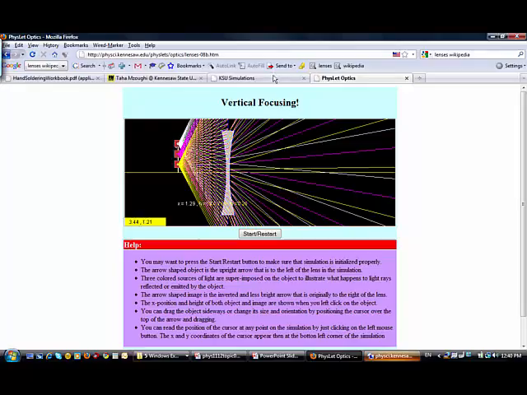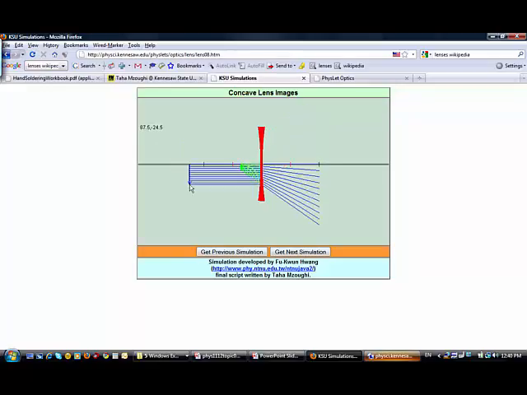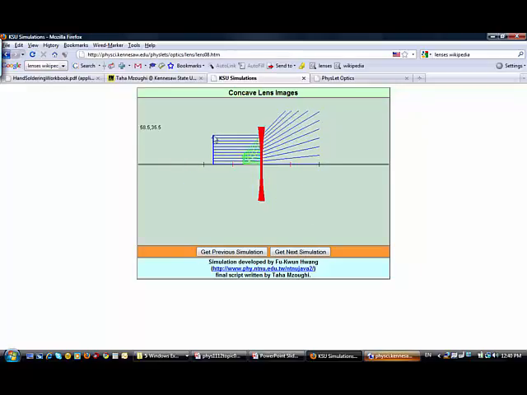Now let's look at another representation. Now in this particular case, we have only the parallel beams of light, and you notice as they emerge out of the lens, they all look like they're coming from a virtual object somewhere here close to the lens.